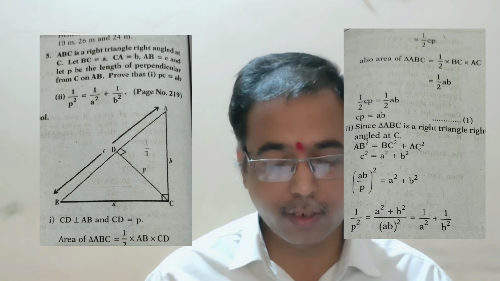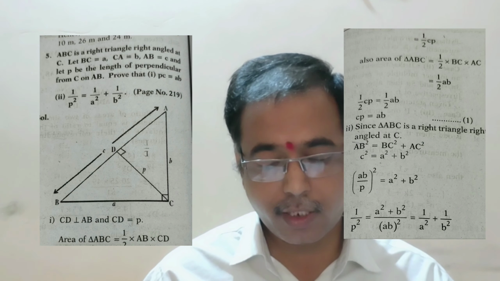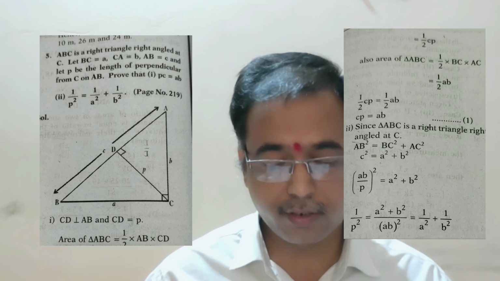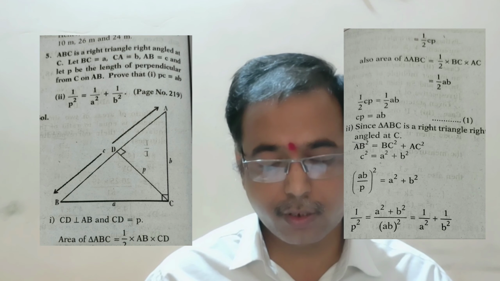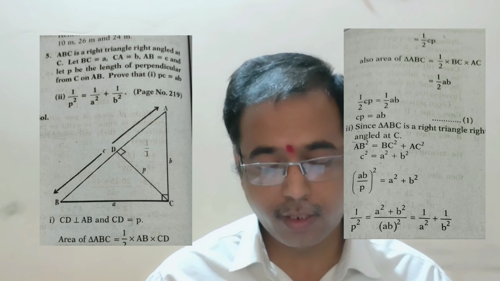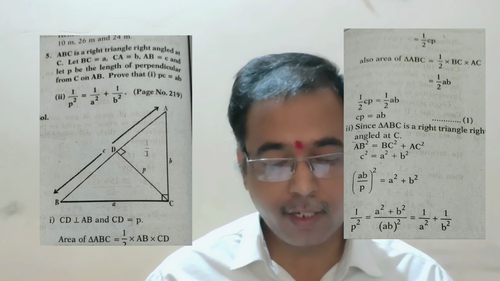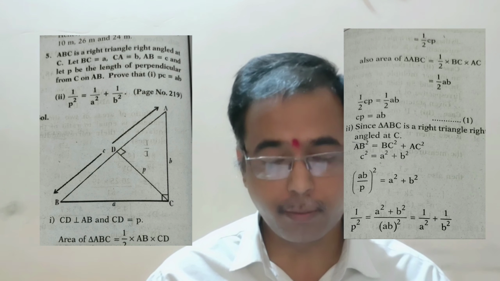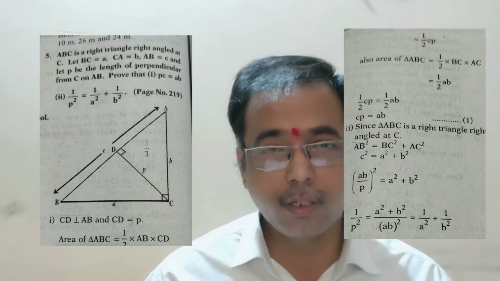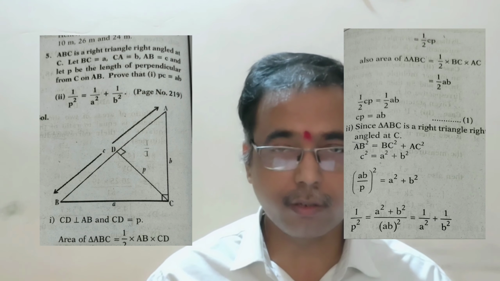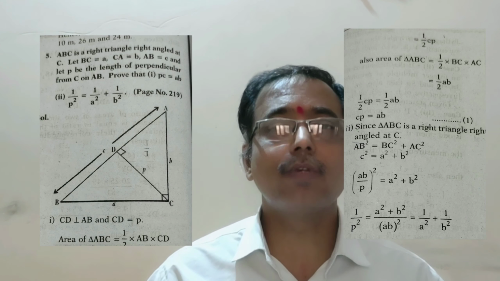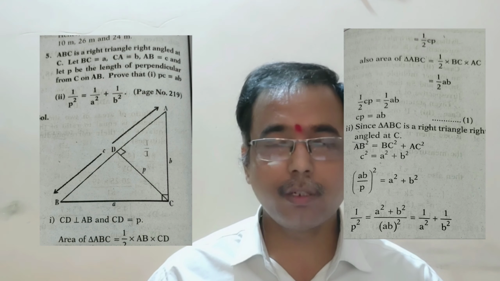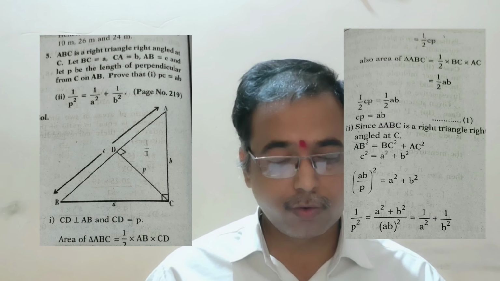And one more important, ABC is a right angle triangle, right angle at C. Let BC equal a, CA equal b, AB equal c, and let p be the length of the perpendicular from C on AB. Then prove that first one, pc equal ab, and the second one is 1 by p square equal to 1 by a square plus 1 by b square. So like this, sums will be asked based on Pythagoras theorem.